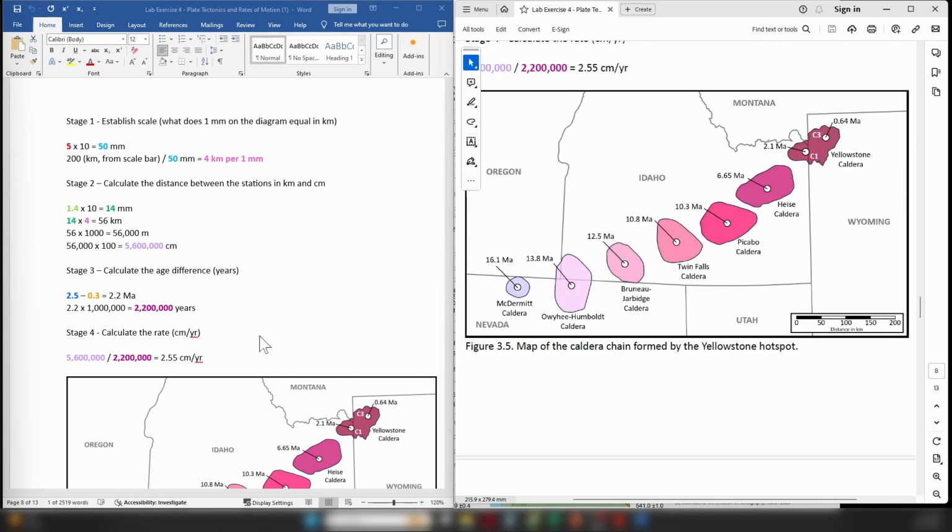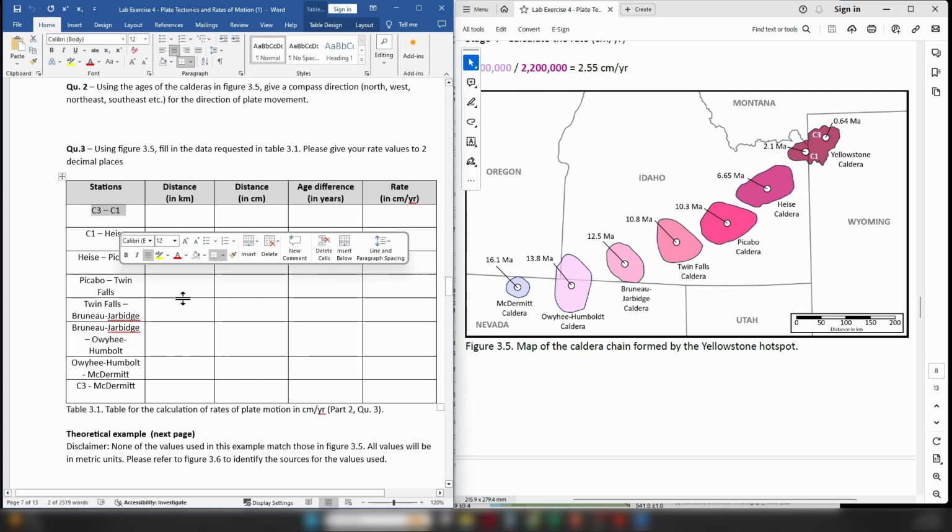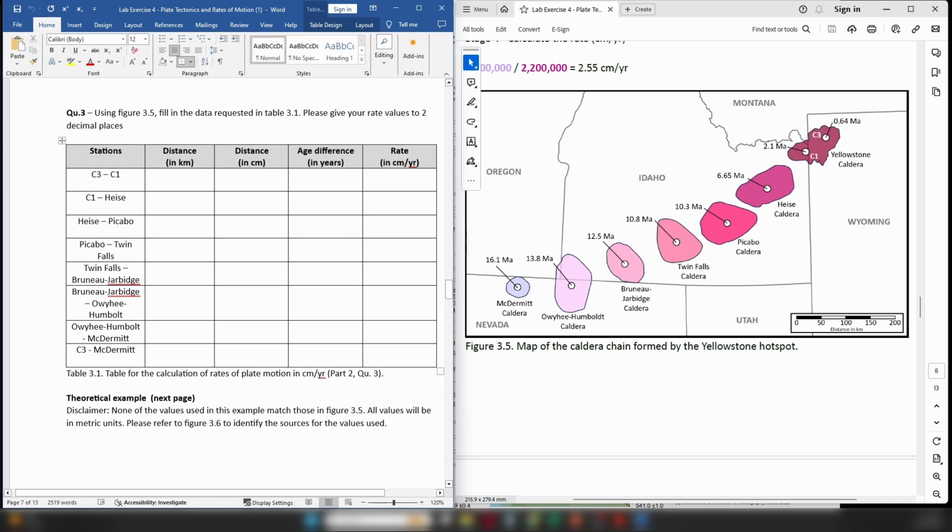Now I'm just going to come back up here to figure 3.5 and we're going to return to the table. So you would fill this information out in this portion of the table right here. So that's between C3 and C1. Then we're going to have distance between C1 and height. So that's going to be from C1 here to this location here. Okay. And so you're going to measure the distance from here to here, convert it into centimeters, work out the difference in age, convert that into years, and then use those values to calculate your rate between those 2 locations. And you're going to do that for each of the locations on the diagram. And just to make sure there's no misunderstandings, you can see the stations for each part are listed in the left-hand column of the table.